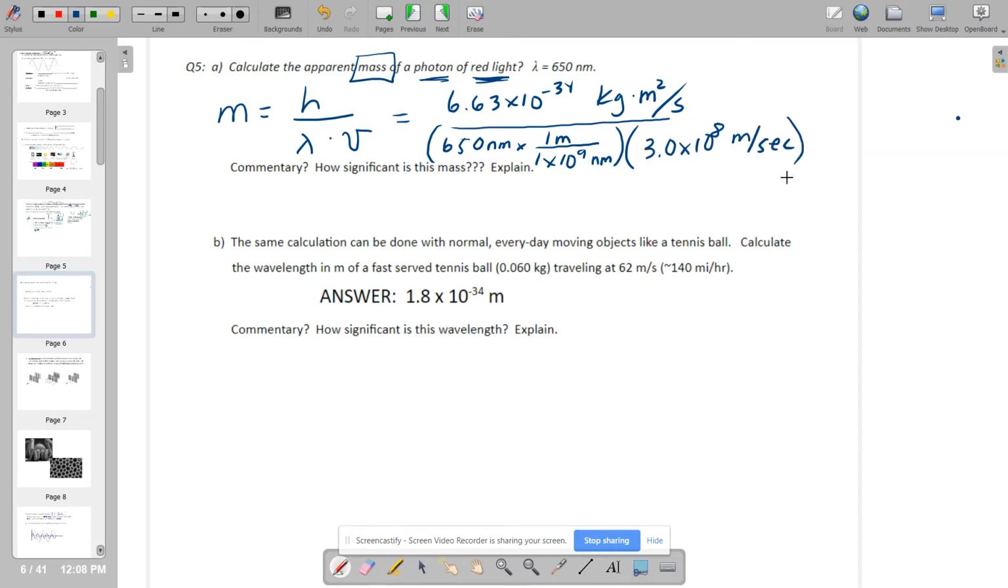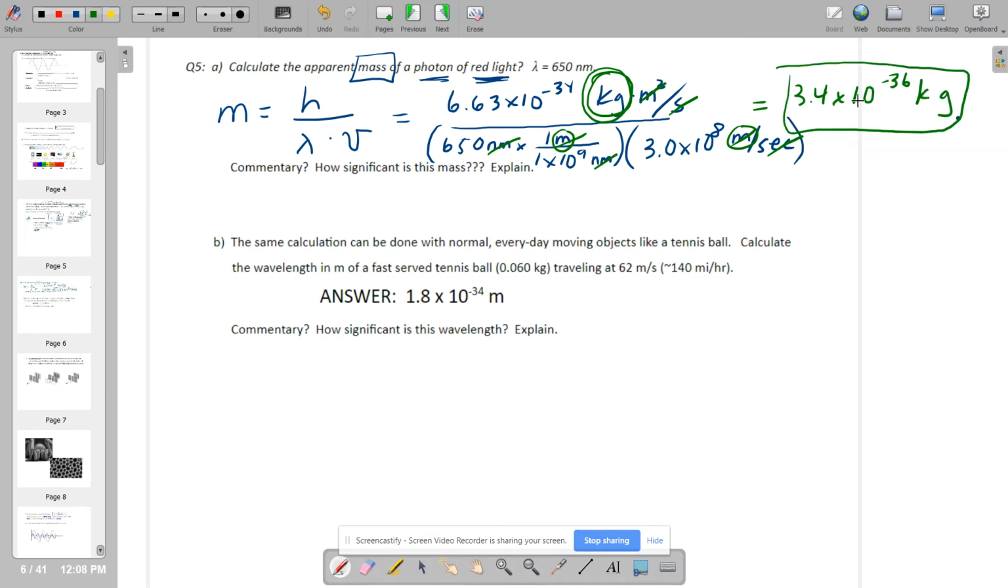The reason I'm really spelling this out is because I want you to see how the units cross out. So of course the nanometers are gone. We have this meters and we have this meters. These two together will cancel out with the meter squared. And then this second cancels out with seconds. And the only units left are kilograms, which is great. So you can go ahead and punch that in. And as it turns out, the answer should come out to about 3.4 times 10 to the negative 36 kilograms. So we're talking about the mass of that photon.